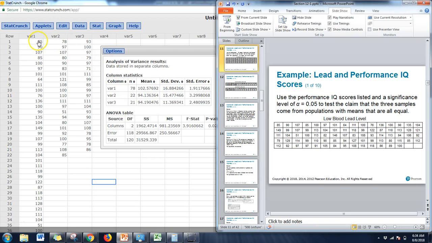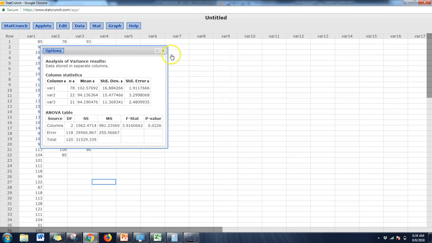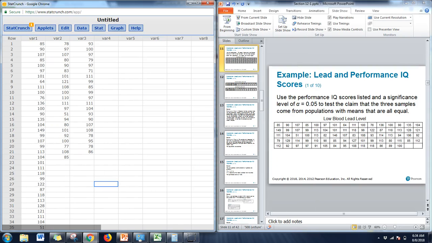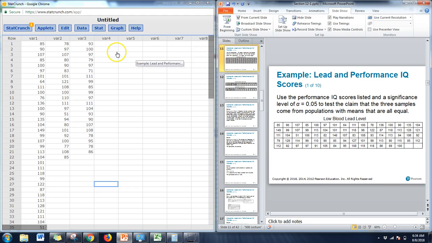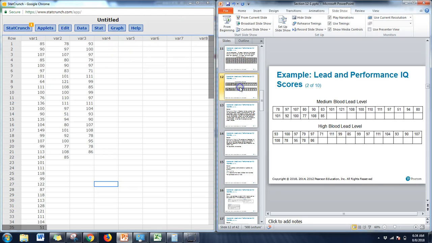I typed in all my data values. It took a little while. It's kind of annoying. I wish they did one with fewer numbers, but here, variable 1 is going to be your low blood lead levels. Variable 2 is going to be your medium, and then variable 3 is going to be your high.